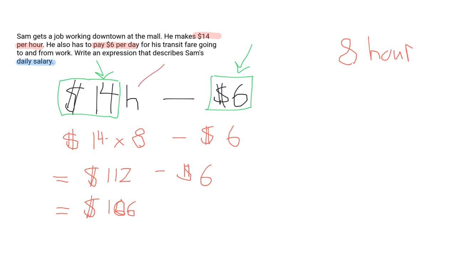The variable in this situation is the number of hours. We don't know in this particular situation how many hours he works, and those hours could change. So we could plug different numbers in there to tell us how much he would make for the number of hours he works.